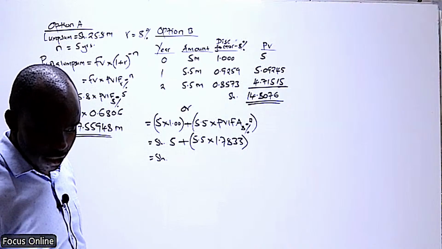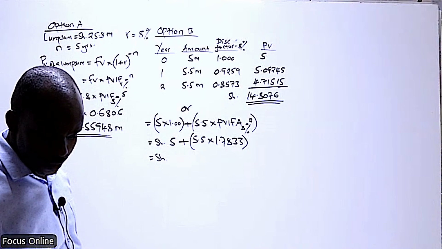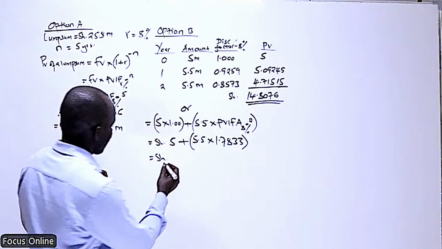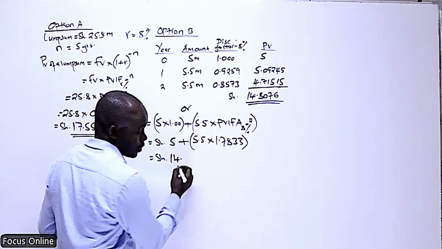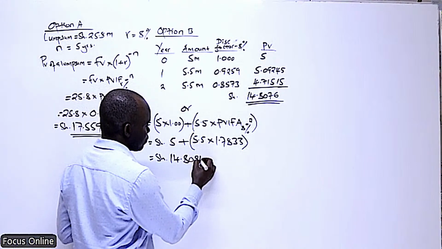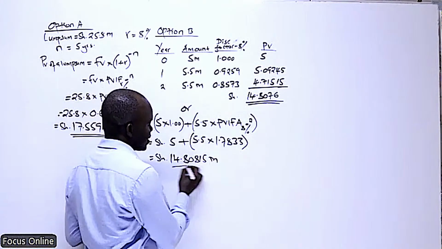How much are you getting? Yeah, 14 points, almost the same: 14.8815 million. So which is almost the same.